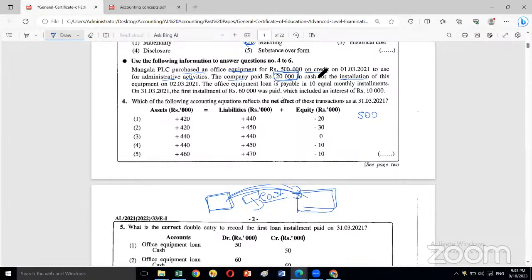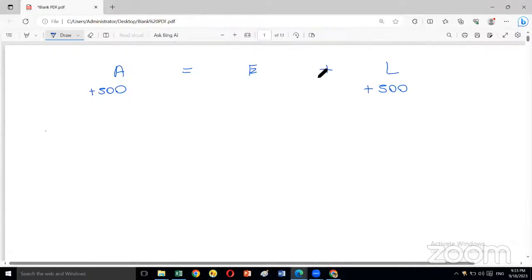Okay, so now see, the company paid rupees 20,000 in cash for installation. So can I record this one as an expense? No. It is not an expense, it is an asset. After installation only I can use it. So this 20,000 is not an expense, it is a what? I should recognize it as an asset. So 20,000 worth of what asset increasing?